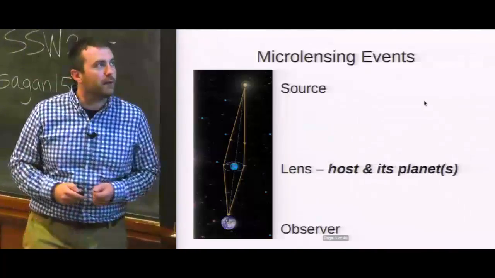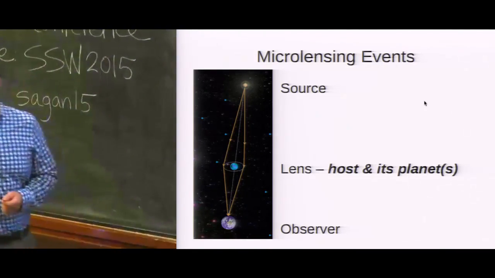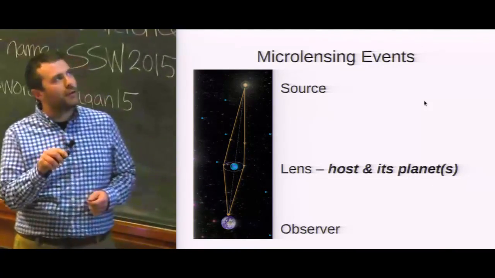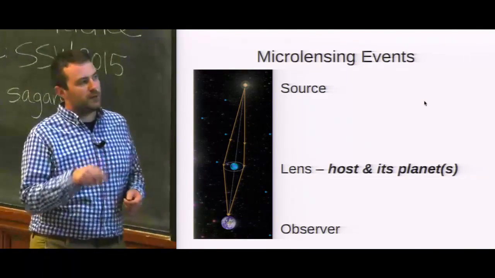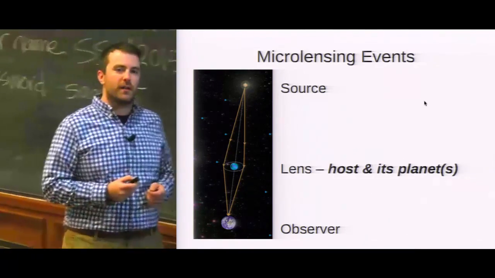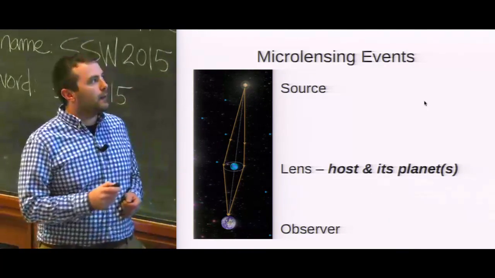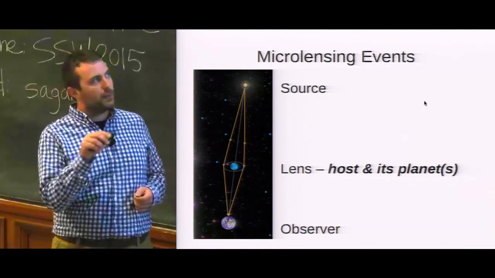Okay, so finding planets with microlensing. Let's start at the very basics, the definitions. I'm going to be talking a lot about sources, lenses, and we're the observer here on Earth. The source is a background star, usually in the center of the galaxy. The lens is another star, usually. It can be a planet, and it can be a planetary system.